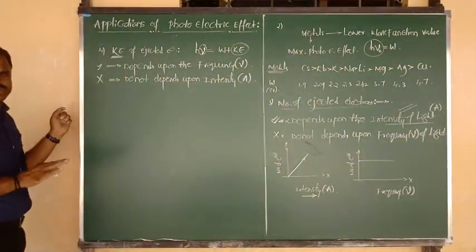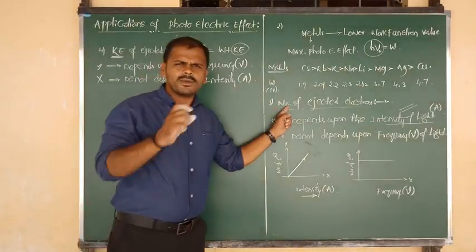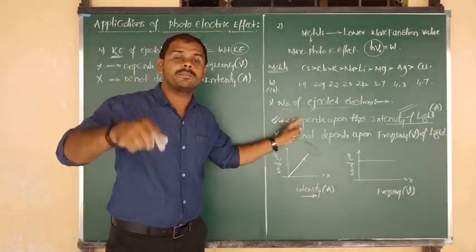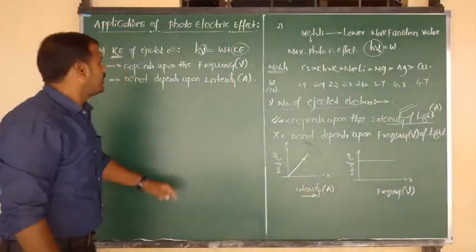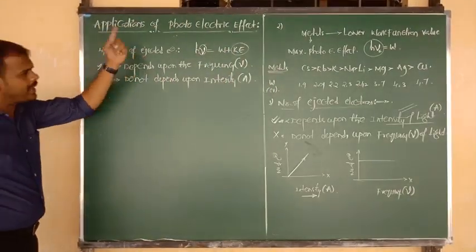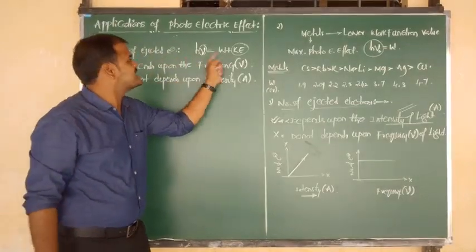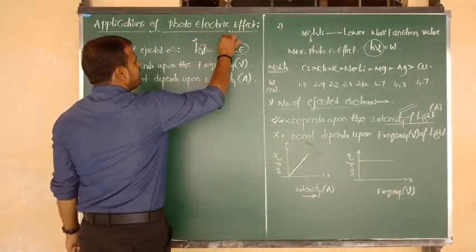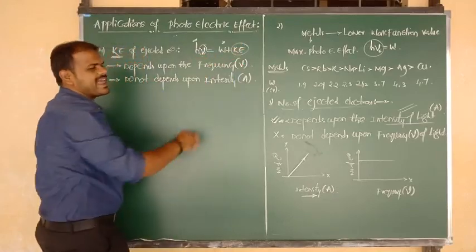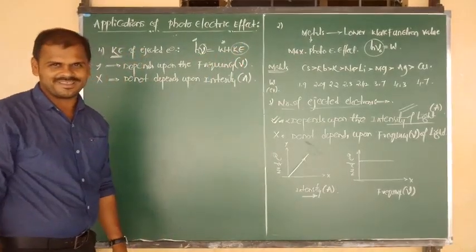Quite opposite conditions. So just remember one thing: the number of releasing electrons depends upon intensity, or brightness, or amplitude of the light. But kinetic energy depends only upon the frequency of the incident light, as per the formula. Because h is constant and W is constant, kinetic energy is directly proportional to nu.